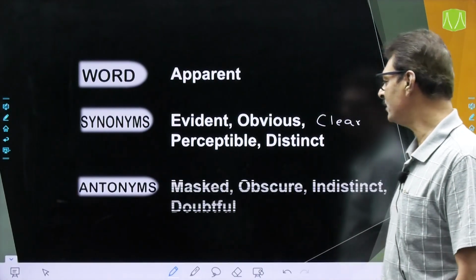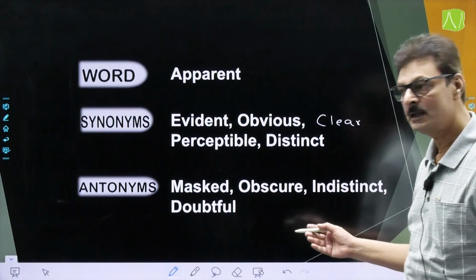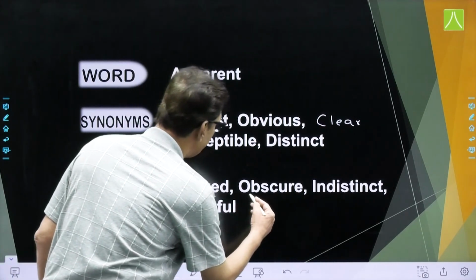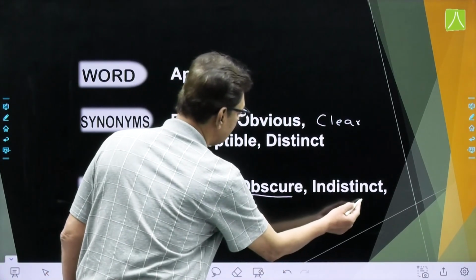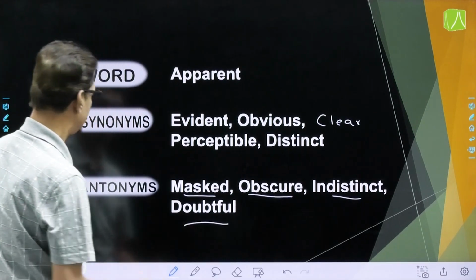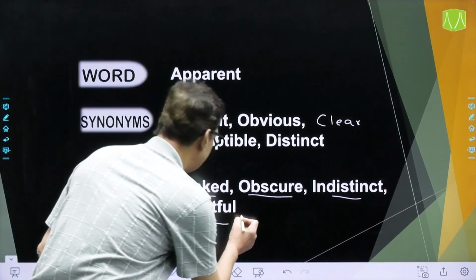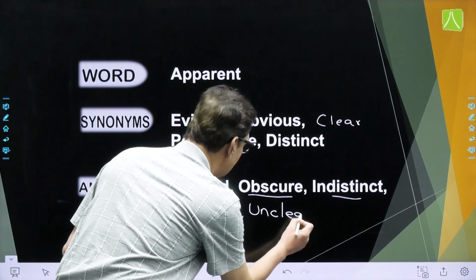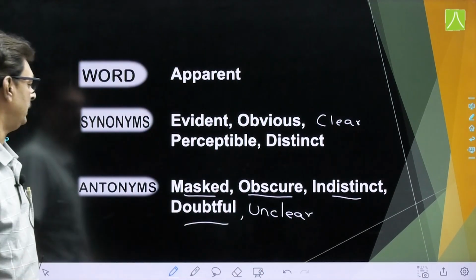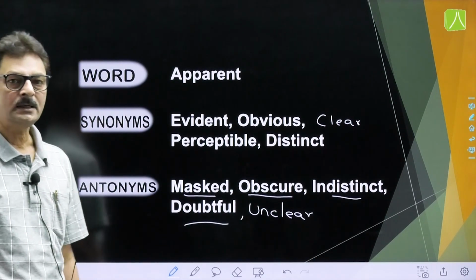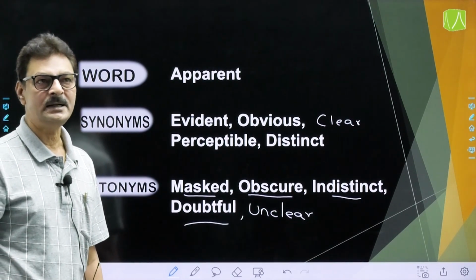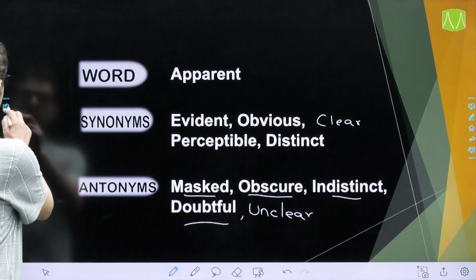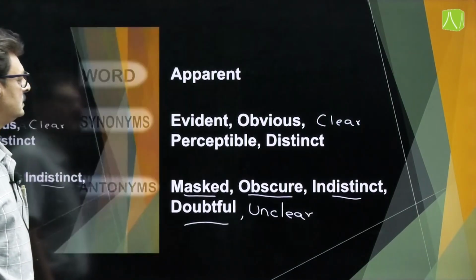And the antonym of this word will be masked. देखो अच्छे अच्छे शब्द हैं यहाँ पर, masked, obscure, indistinct or doubtful. And one more word you can take, simple if you want, unclear. Unclear is one more antonym for this word apparent. So these are the few synonyms as well as antonyms for this word apparent. Let's move on with the next set of words.